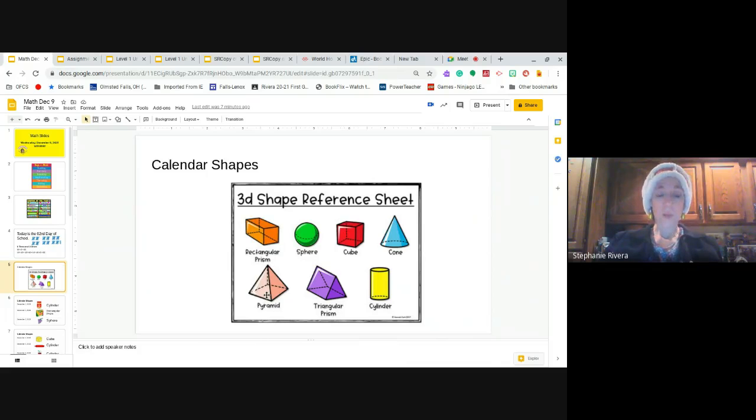We have our pyramid. Our pyramid has a square at the bottom. And then based on whatever shape is at the bottom, how many triangles you have at the top. Triangular prism is made out of triangles and rectangles. We haven't really talked about that one yet. And our last shape, our cylinder, has a circle as a base, a circle at the top, and then our last face there is a rectangle.